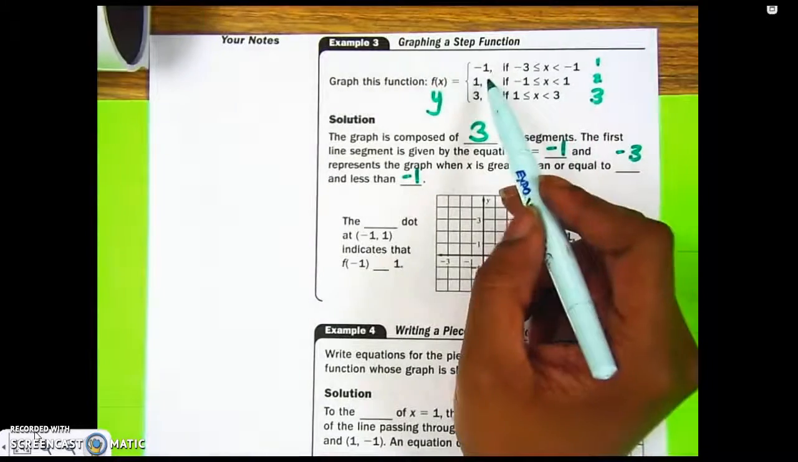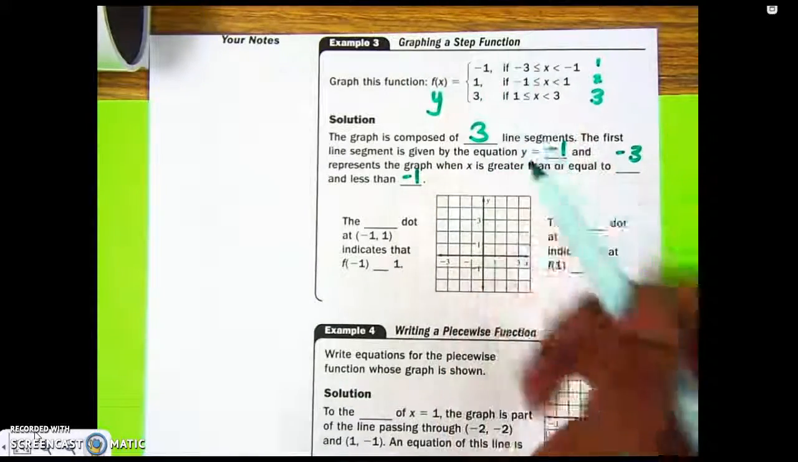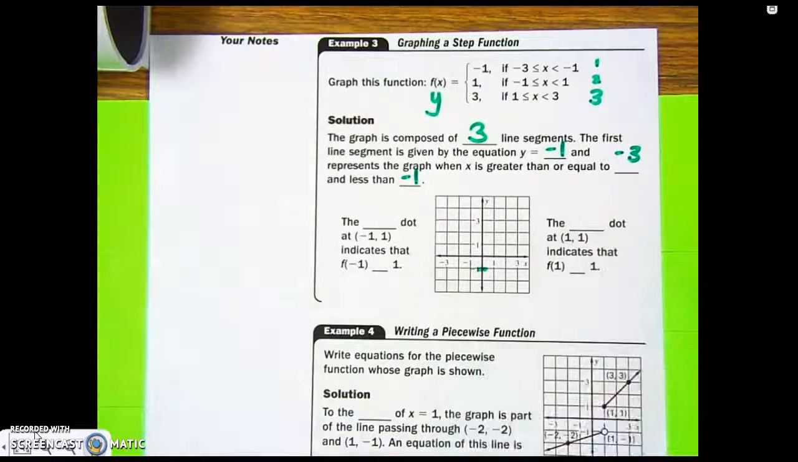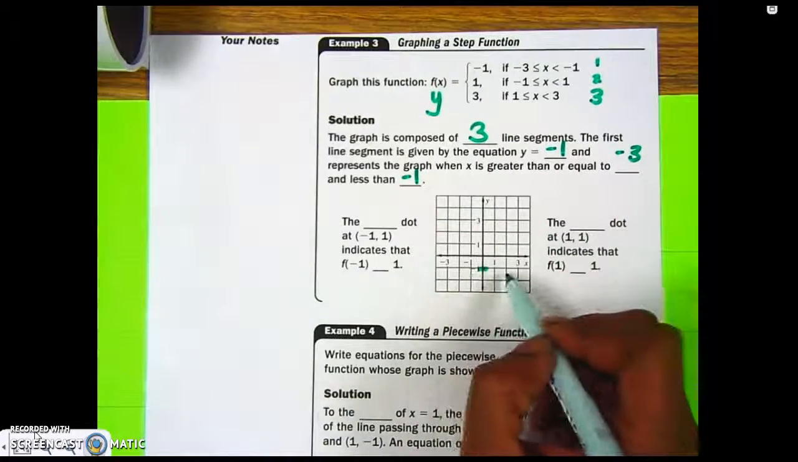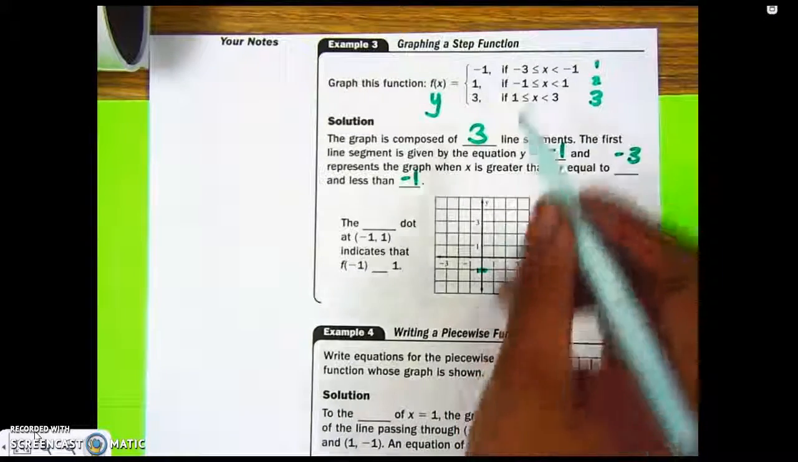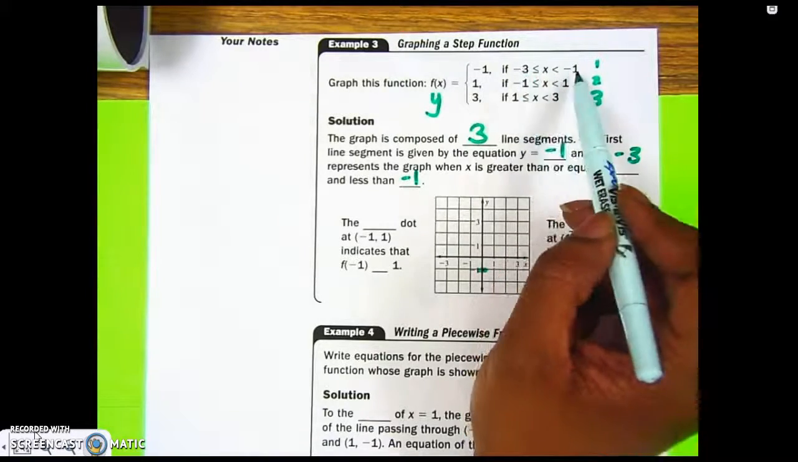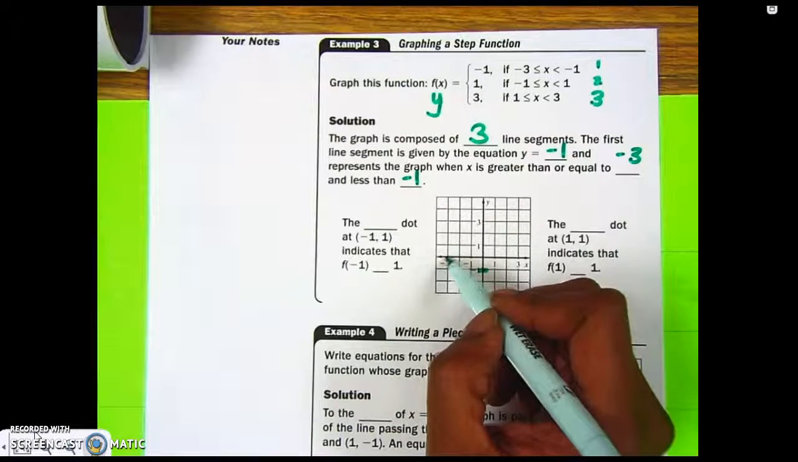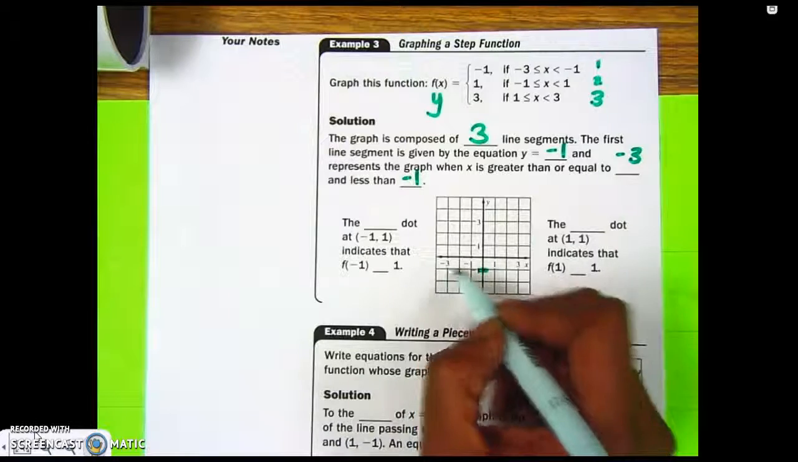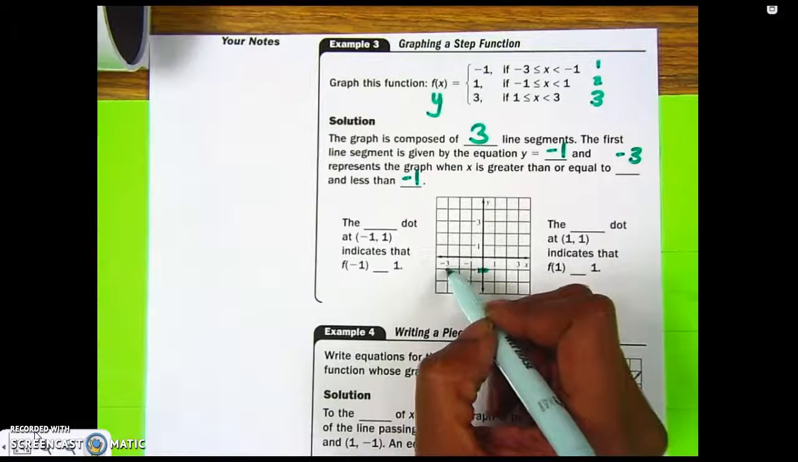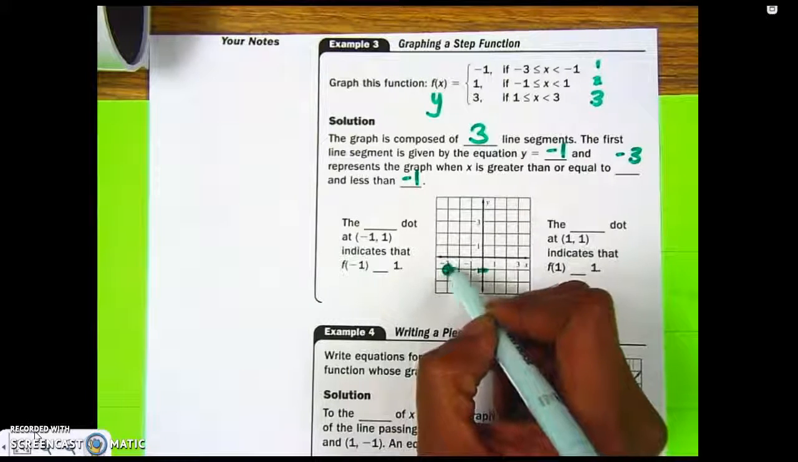To graph the first piece of the function, I have to go where y equals -1. So y equals -1 right here. I'm just going to draw a little dash line here so I know where my line should be. And now I have to account for the domain. So the domain says x is between -3 and -1. Now remember, your domain is always your x values. So you're going to go to where -3 is on the x-axis, line it up with your placeholder here. And since x is greater than or equal to -3, we have to put a closed dot.